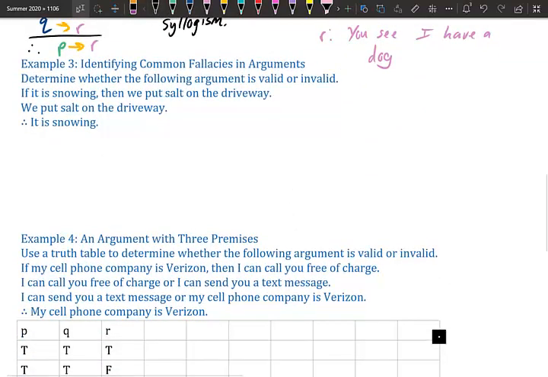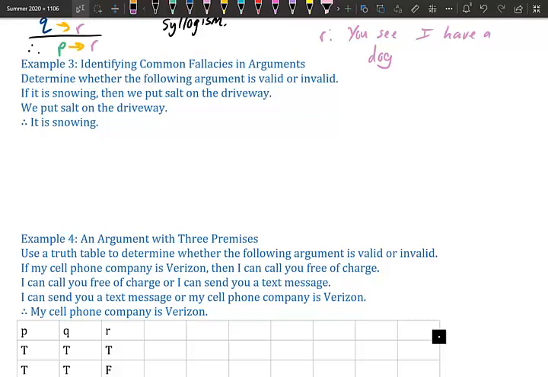All right, let's identify common fallacies. So this is going to be a fallacy, but let's prove it. If it is snowing, then we put salt in the driveway. We put salt in the driveway, therefore it is snowing. That sounds totally valid, right? It does. If you think about it, that sounds valid. But this example is going to show you not to assume anything and break it down into symbols. Seriously, read it a couple times.